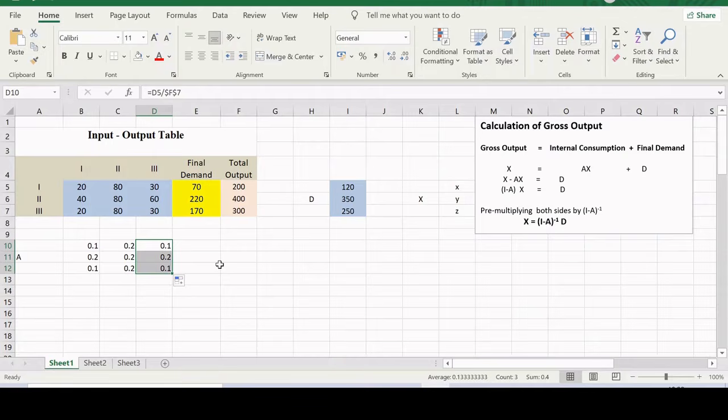We got the elements of matrix A. Now if we see this equation, we are interested to find out the gross output, that is matrix X. So if we simplify this equation, we will get X, that is gross output, is equal to (I minus A) inverse into D. Here the I minus A matrix is called the Leontief matrix, and to find out the gross output we require the inverse of the Leontief matrix. So first we need the Leontief matrix.